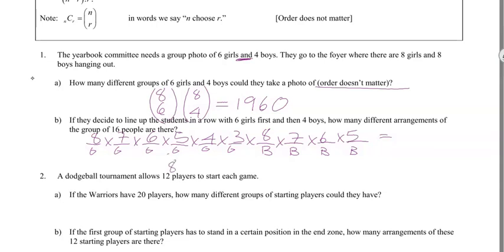Now, that should be the same as saying 8P6. So I have 8 girls, I want all the arrangements of the 6 of them. And then times 8P4, which is, need a calculator.